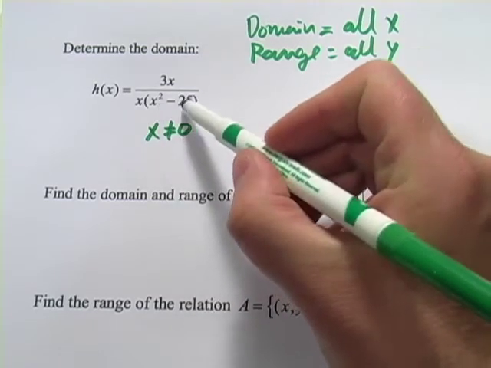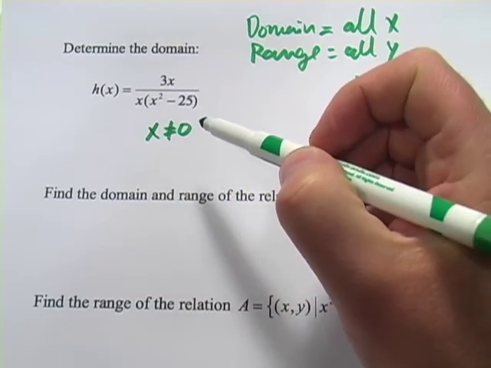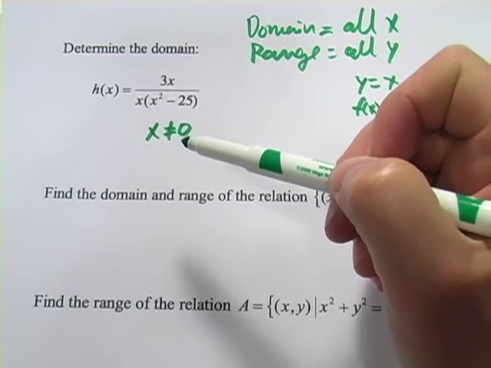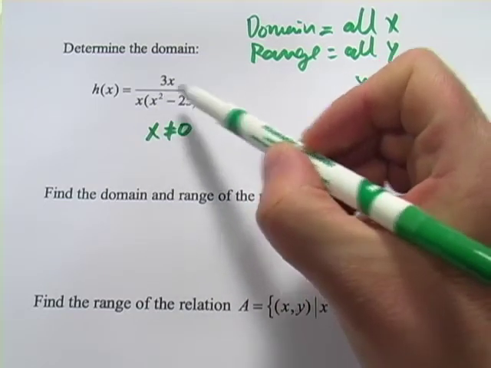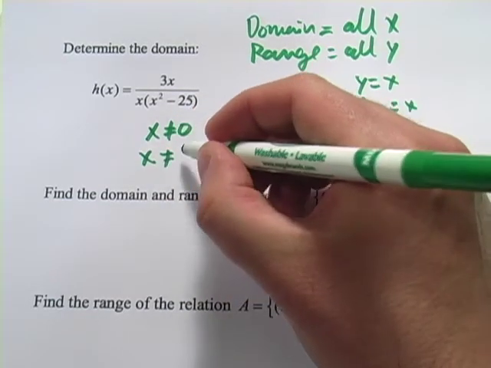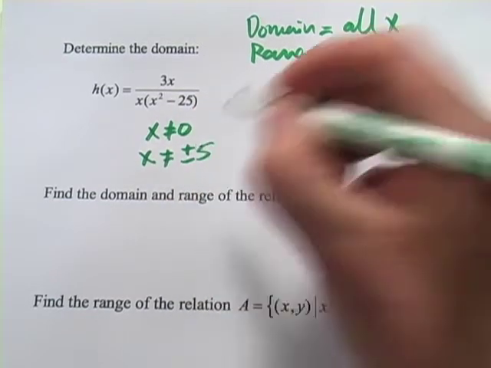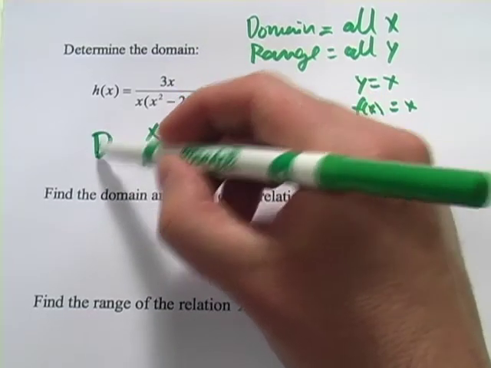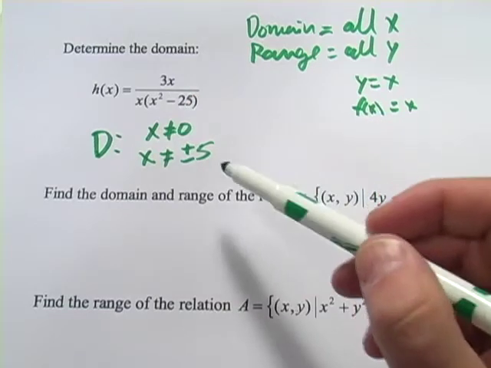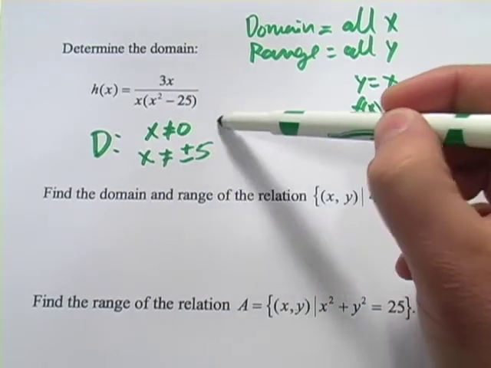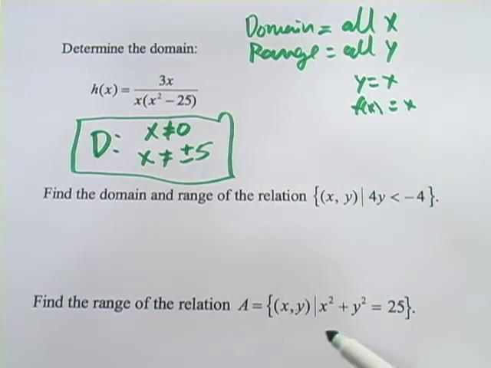And then this one, x squared minus 25. Well, x couldn't be 5 or negative 5 because that would equate to 0 inside the parentheses. So x does not equal positive or negative 5. And that is a statement of the domain. There aren't any other values here that we can't put in for x, so all the other values are fine. So we can write the domain like this. All right, let's look at the next one.